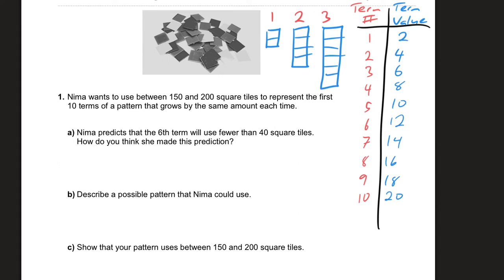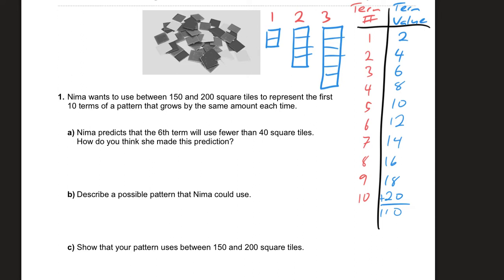Now, if we look at this and we add up all of these tiles, this is what it's saying here. She wants to use between 150 and 200 square tiles in the first 10 terms. So we would have to add this term and this term and this term and this term. And if we added them all up, we would get 110. Okay? So that's not quite what she wants. She wants between 150 and 200 in the first 10 terms. So she's predicting that by the 6th term, this number will be less than or fewer than 40 square tiles. How does she know that?